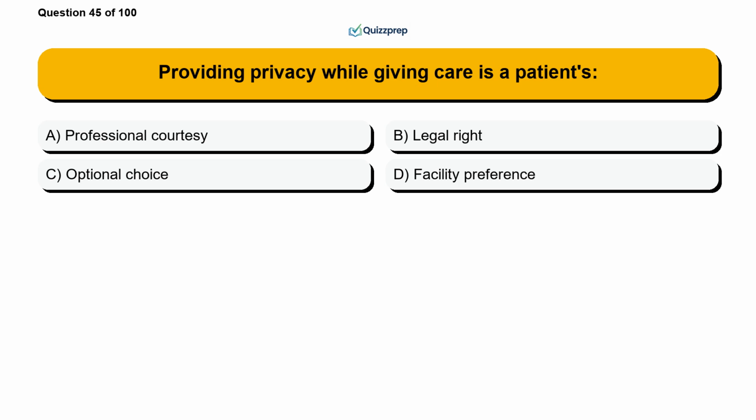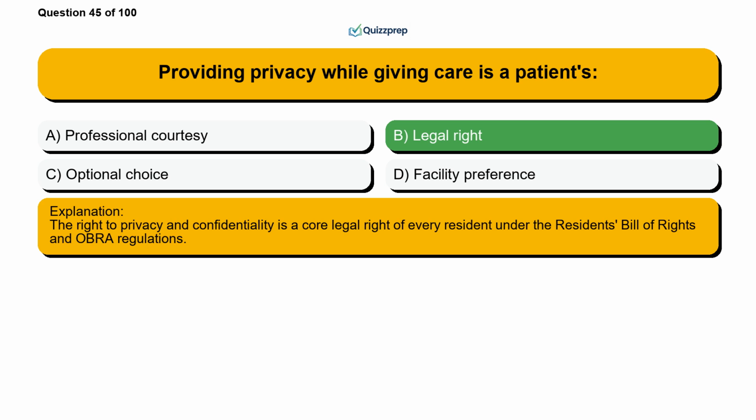Question 45. Providing privacy while giving care is a patient's: Option A, professional courtesy. Option B, legal right. Option C, optional choice. Option D, facility preference. The correct answer is option B, legal right. The right to privacy and confidentiality is a core legal right of every resident under the Residents' Bill of Rights and OBRA regulations.